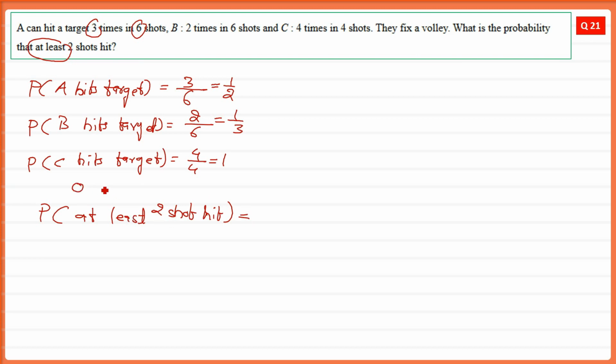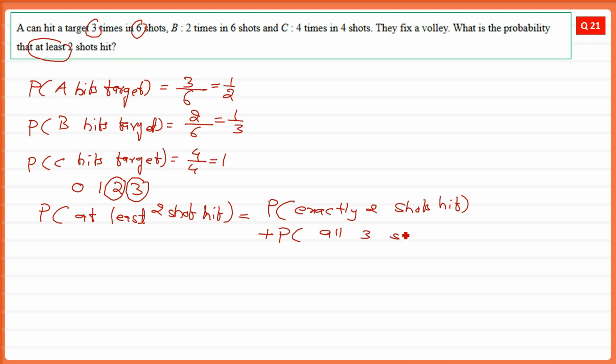It cannot be 0 shots. It cannot be 1 shot, where only one of them hits. It has to be either 2 of them hit or all of them hit. This means we'll take 2 separate probabilities and add them to get at least 2 shots hit. So the probability of exactly 2 shots hit, along with the probability of all 3 hitting. Exactly 2 shots hit is one probability. We have to add it with all 3 shots being hit to get the probability of at least 2 shots being hit.